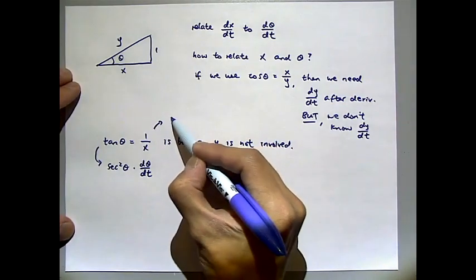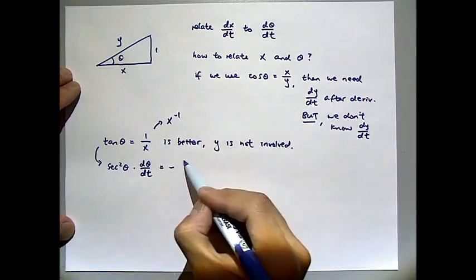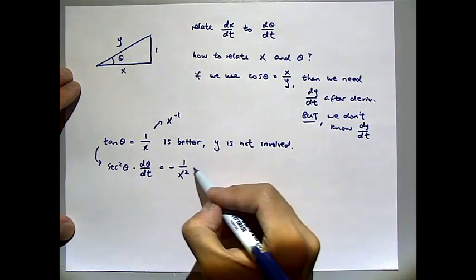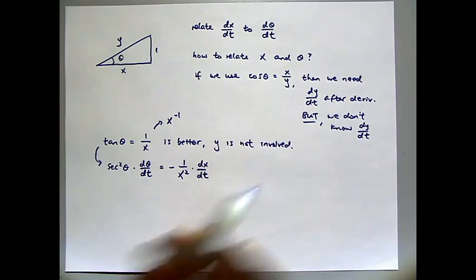Right-hand side, think of this as x to the minus 1. When you take the derivative, you get negative 1 over x squared. And once again, x is also an implicit function of t. So we have to, again, attach dx dt.